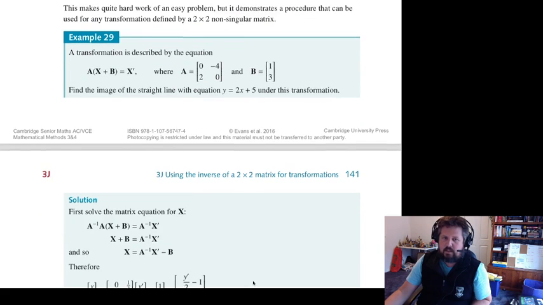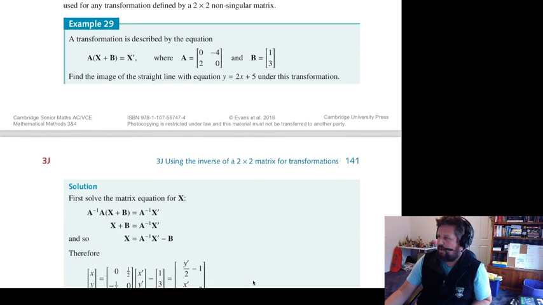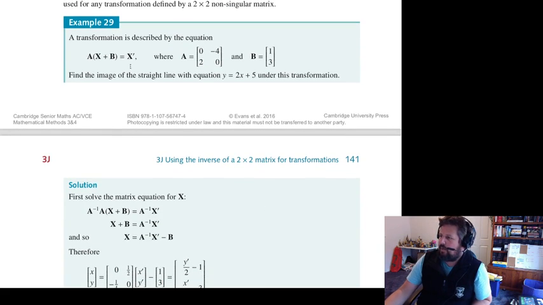It says here, a transformation is described by the equation. Perfect. We've got matrix A and we've got matrix B. Find the image of the straight line with the equation y equals 2x plus 5 under this transformation. Alrighty, it says first solve the matrix equation for x. Alright, so we're going to need to rearrange things and get x by itself.